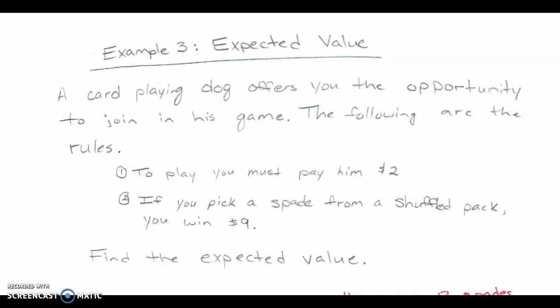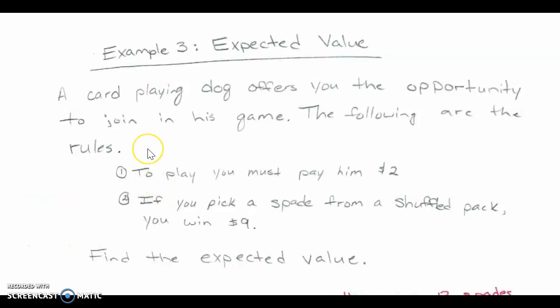All right, this is example 3 for expected value. This one's going to look a lot like number 9 in your homework problems out of your bookwork. So just pay attention to what's happening with this example, and hopefully it'll help you with number 9 in your textbooks for the section 7.5 homework.